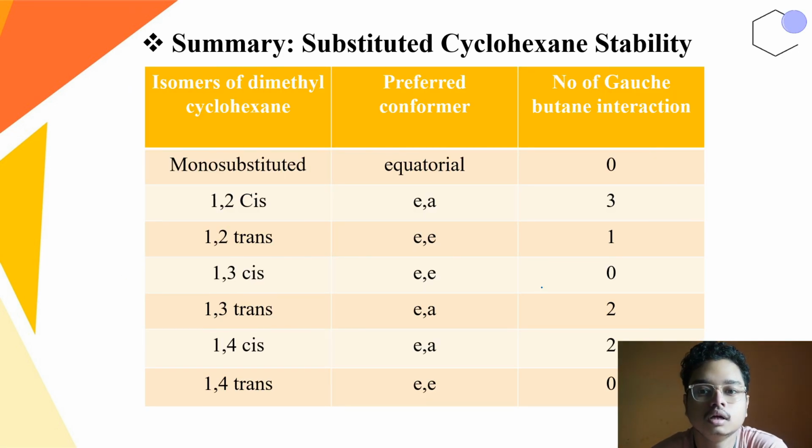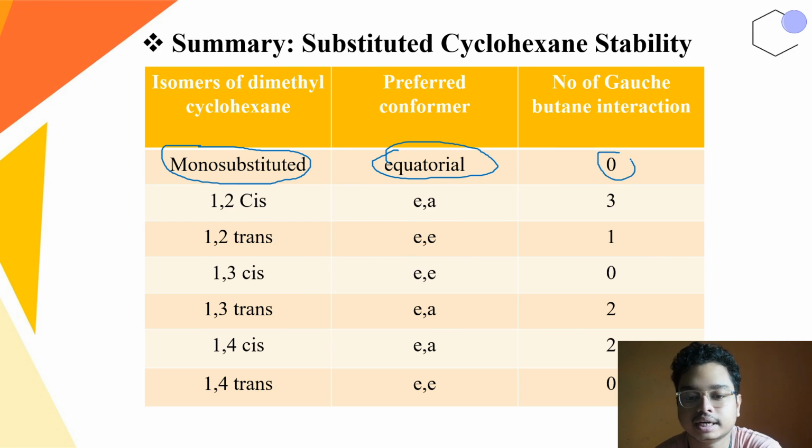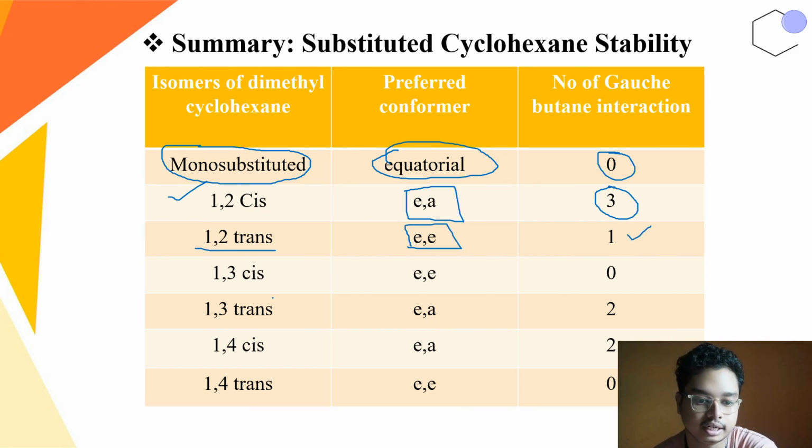Okay. Now let us talk about the summary, the final summary of substituted cyclohexane stability. If it is a monosubstituted cyclohexane, like 1-methyl cyclohexane or any kind of compound, then we can say that the preferred conformer is the equatorial conformer where no gauche butane interaction is there. But in the case of 1,2-cis dimethyl cyclohexane or 1,2-cis substituted cyclohexane, the equatorial axial conformer is much more preferred, or much more stable, over the axial equatorial conformer, and the number of gauche butane interactions is 3. Similarly, in 1,2 trans, the diequatorial conformer is much more stable and 1 gauche butane interaction is there.